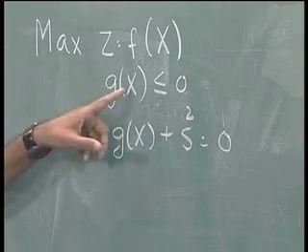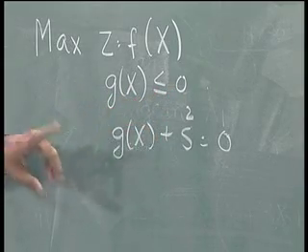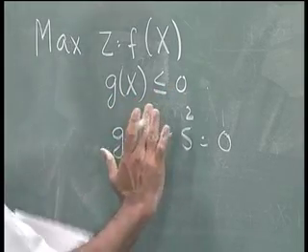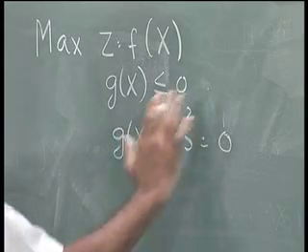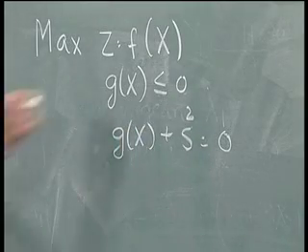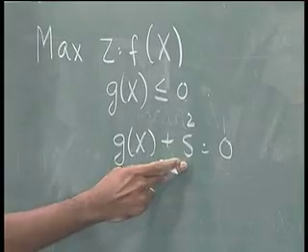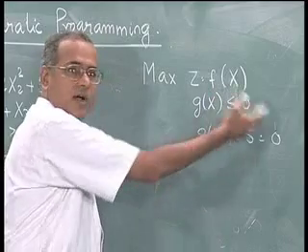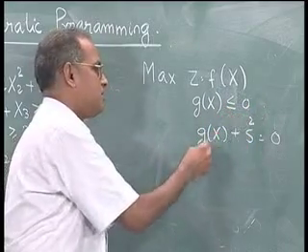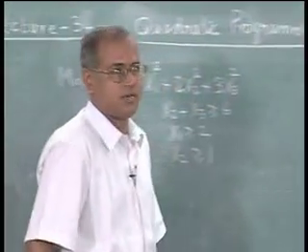Therefore, since this is less than or equal to 0, we would write g of x plus s square is equal to 0. So, this quantity is less than or equal to 0, whether s is positive or negative, s square will always be positive. So, you get g of x plus s square equal to 0.